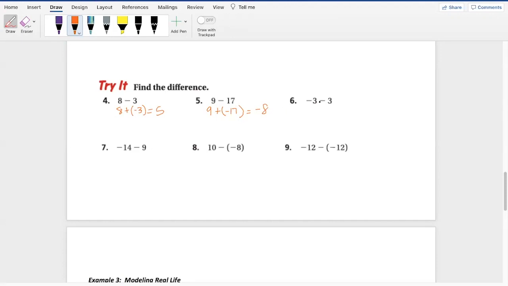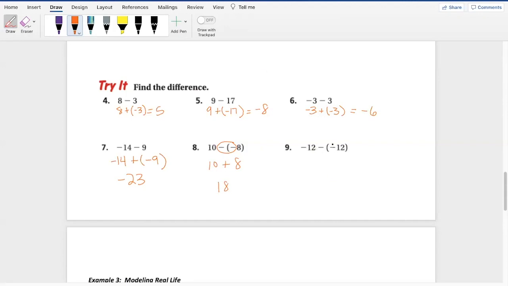All right, -3 minus 3. Well, that's the same as -3 plus a -3. Same signs, add and keep. -6. Again, this would be like -4 and a -9. Same signs, add and keep. All right, this problem, right away I see I'm subtracting a negative. I know that's going to become a positive. So overall we have 18 on that one.